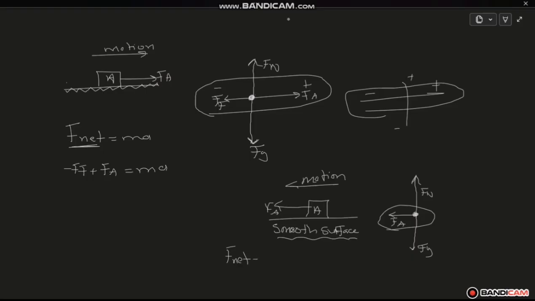Therefore, Fnet equals Ma. We take direction into consideration. So negative Fa equals Ma. This is your Fnet. This is important, guys. Make sure that you follow up.